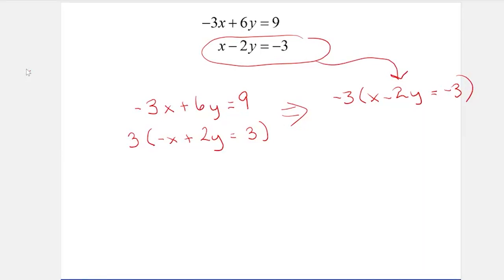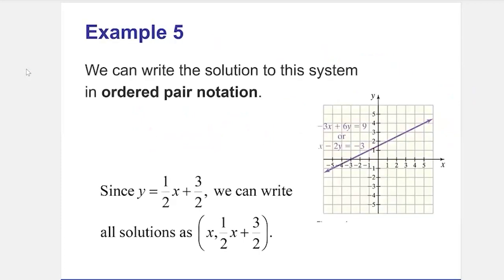So we started with the top and we ended with everything being divisible by 3. I can say here x minus 2y equals negative 3, which is exactly the same as where I started. So we just showed that they're exactly the same line, and how it would be graphed is like this. They're both the same line. So I only have one line, and that's why there's infinitely many solutions, because every point on the line is an ordered pair, because both of them are the same and they intersect at every point. Okay.